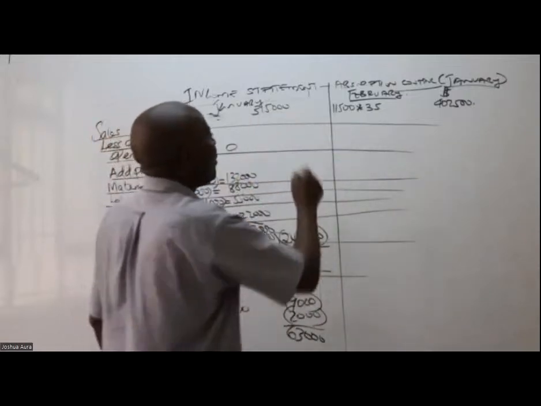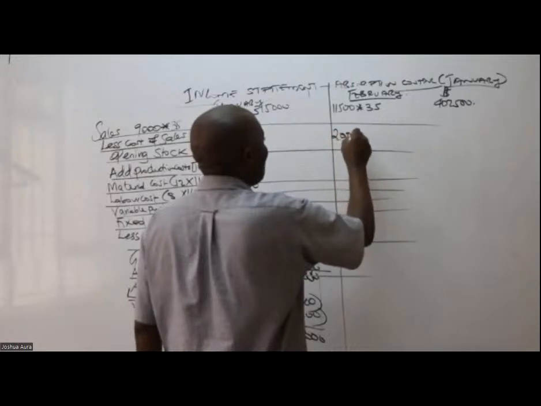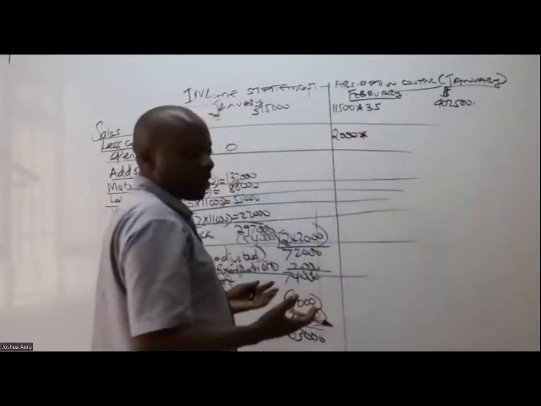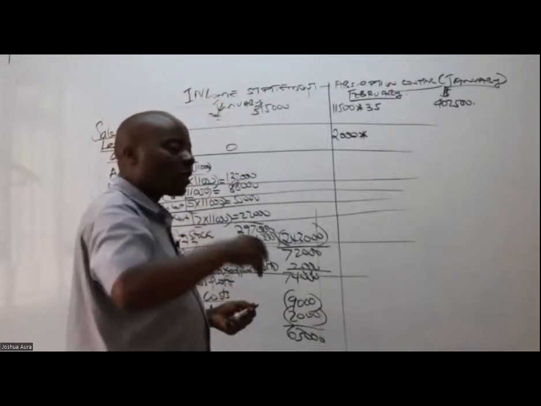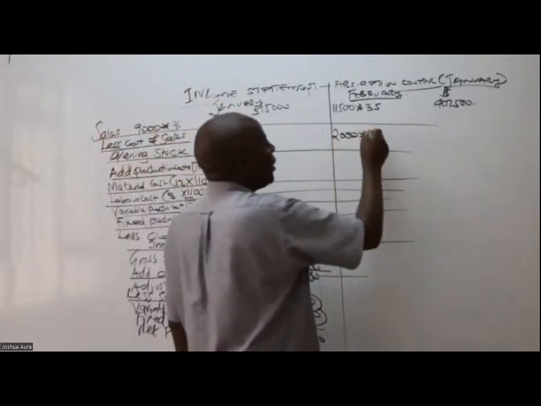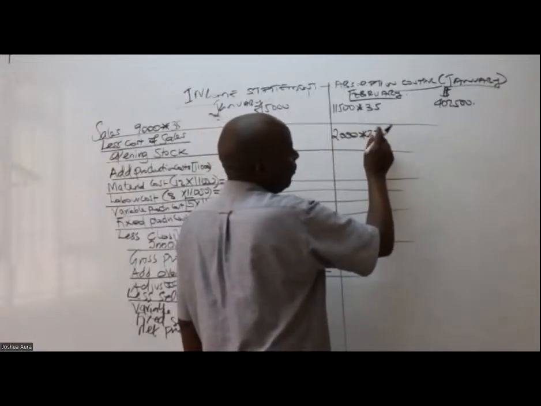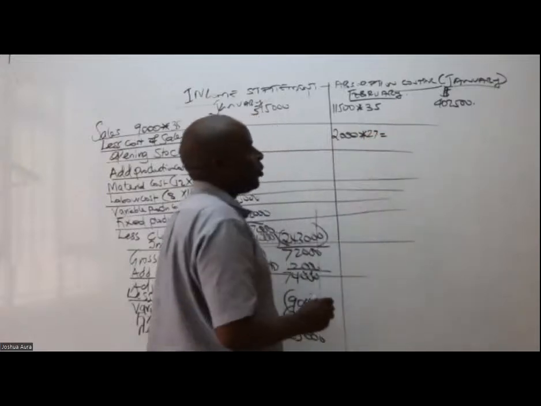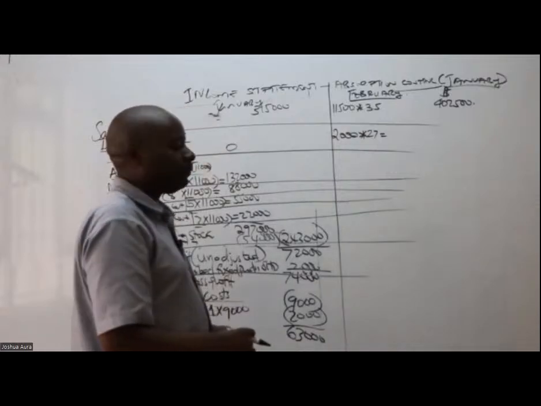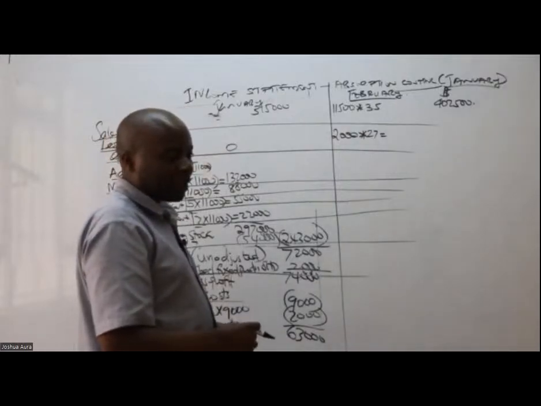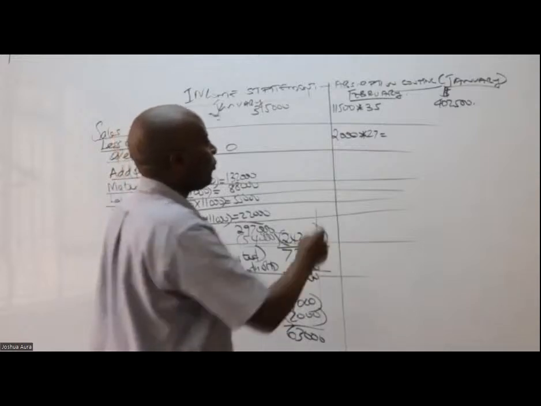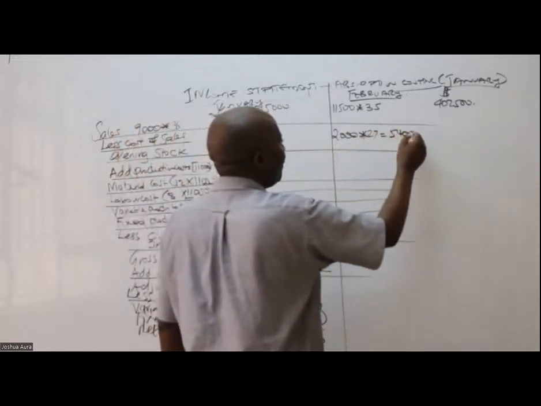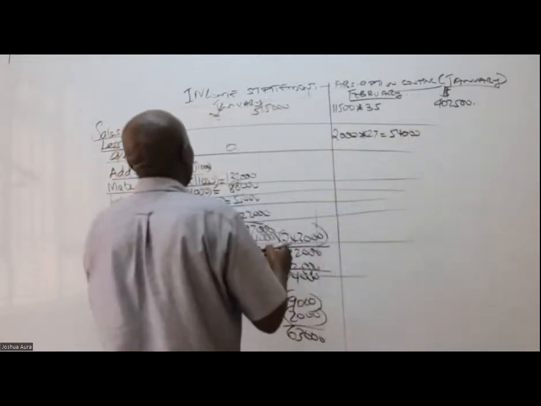Great. So here we have 2,000 at what valuation? Remember, we have our standard cost card for valuing stocks. Each unit of stock is normally valued at 27. So could you kindly give me this figure? 2,000 times 27 gives me 54,000. Thank you very much. Now from there, we come under account for production cost.